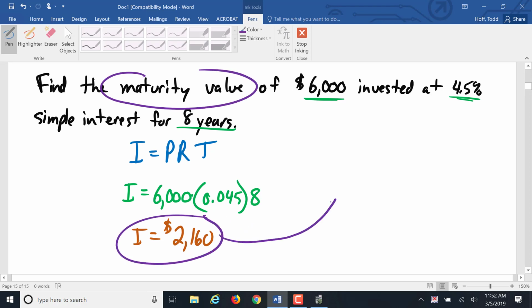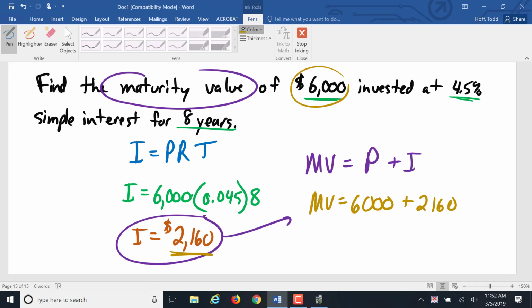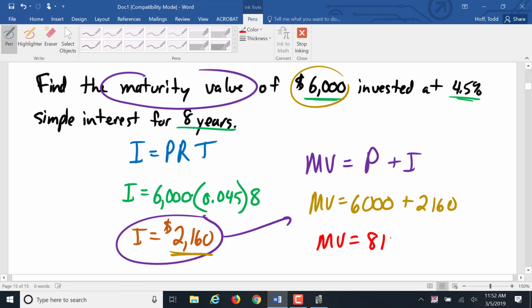So that interest gets used in our maturity value formula. The maturity value is the principal plus interest. So we're going to find the maturity value of our principal, $6,000 still, plus our interest of $2,160, giving us a final maturity value amount of $8,160.